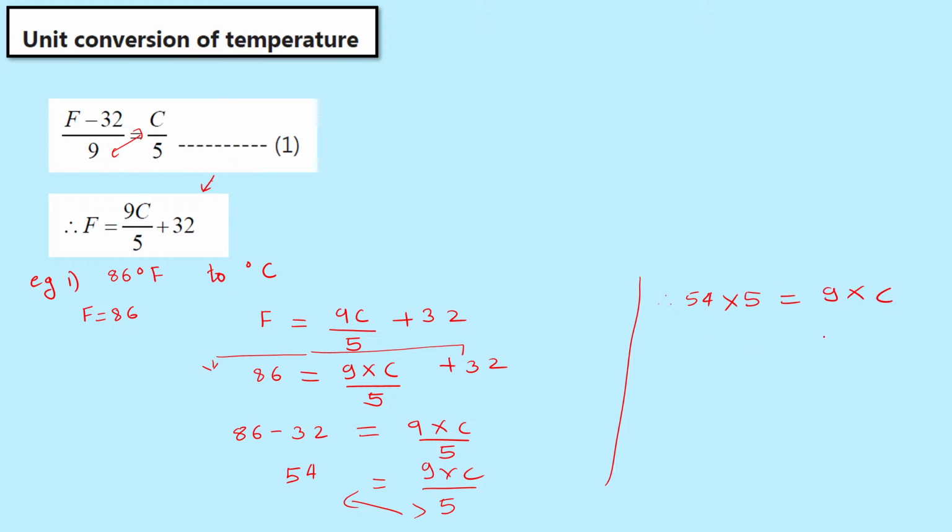Okay, so I will keep this C as it is here. And what I will do, I will shift this 9 to the other side. So multiplication becomes division. So 54 into 5 upon 9. So how much will it be?